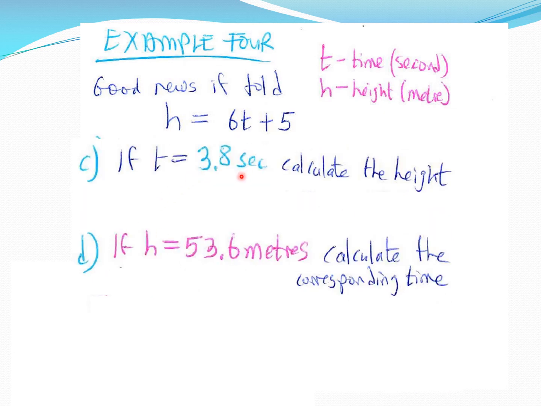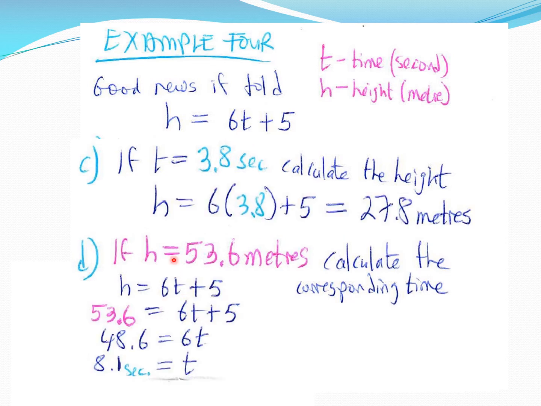If t is equal to 3.8 seconds, calculate the height. So all we do is substitute 3.8 in for t. So h is equal to 6 times 3.8 plus 5, and that's equal to 27.8 meters.